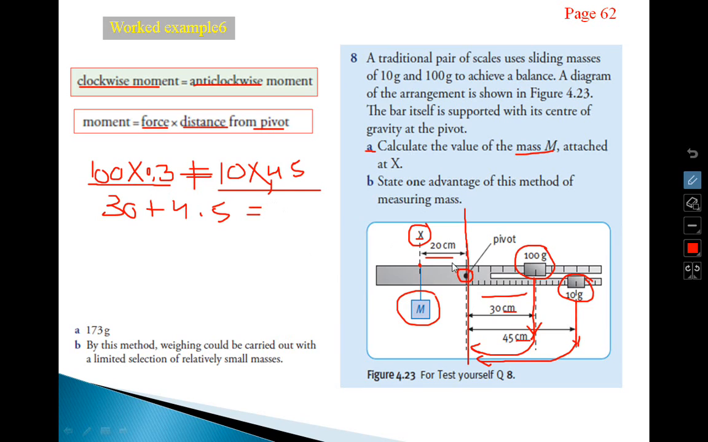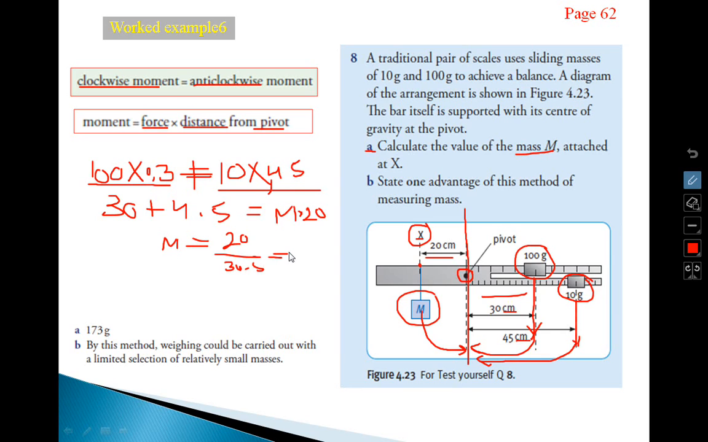Clockwise equal to what? Anti-clockwise. This one is moving this way, so this one is anti-clockwise because the distance is here. M times what? 20. M times 20. So M is equal to what? M is equal to 20 over 34.5.